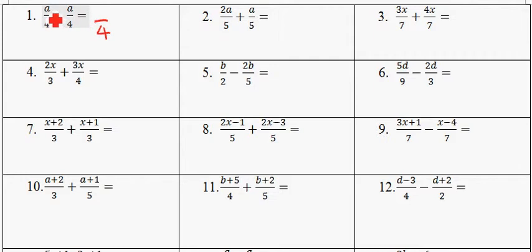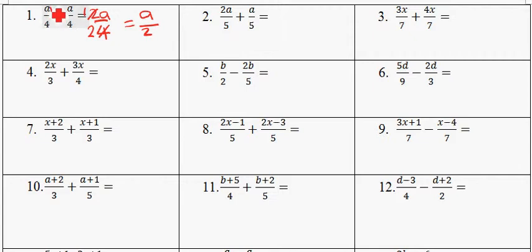If we add across the top, 1a plus 1a is 2a, and then we can simplify this further. 2 over 4, 2 quarters is the same as 1 half, or looking for the highest common factor, 2's into that go once, 2's into that go twice. Now 1a, or 1 times a, we can just write that as a over 2.